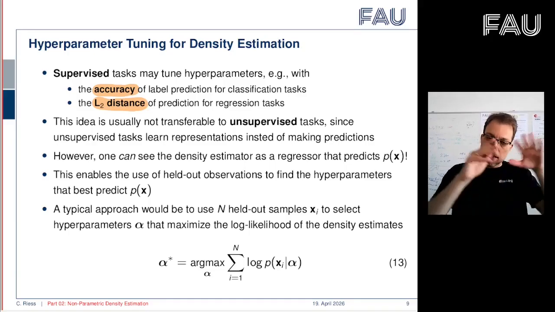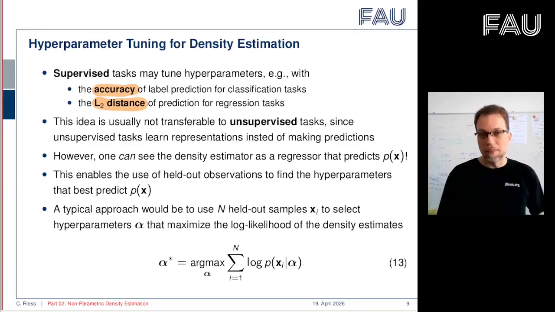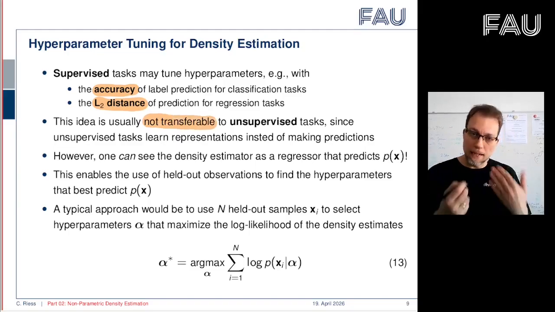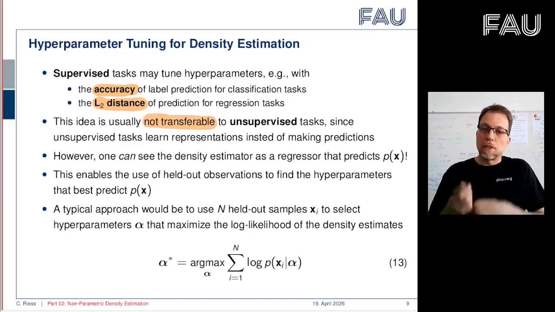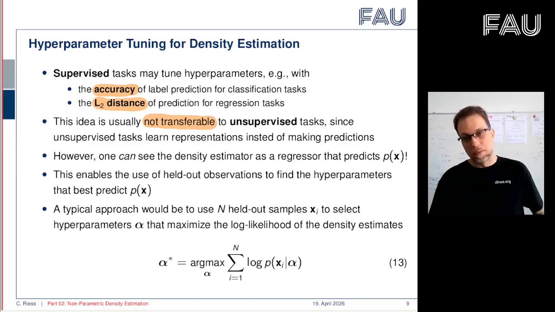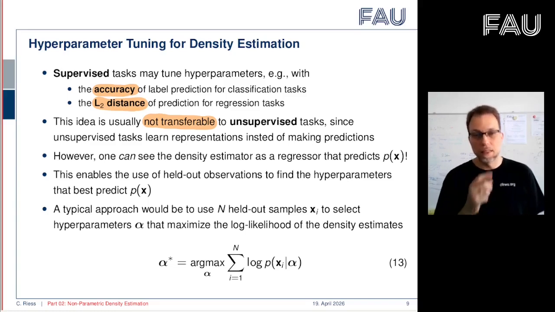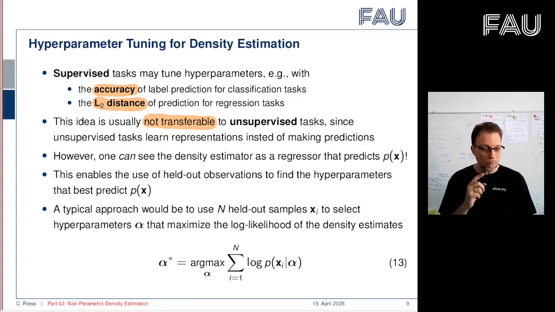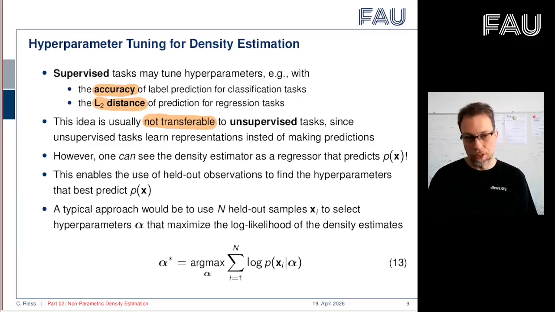Now, if we look at the breadth of unsupervised tasks, then usually these concepts are not transferable. Why? Because we don't have a target label, we only have the data. So if we don't have a target label, how could we possibly measure some distance from that target label? And we will discuss this more in the course of the lecture.